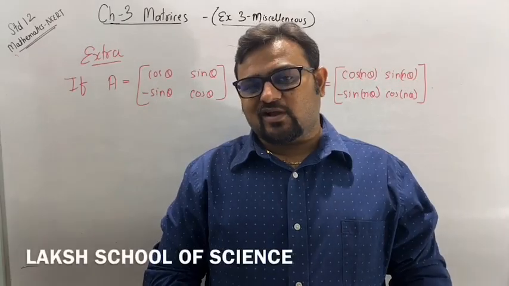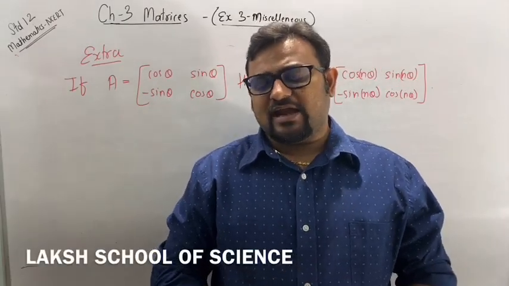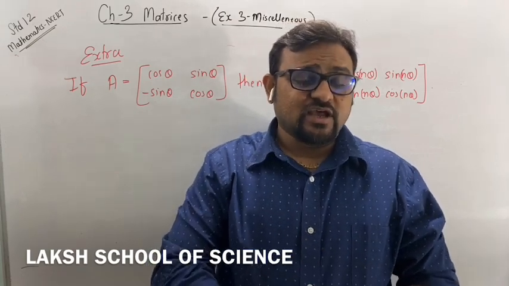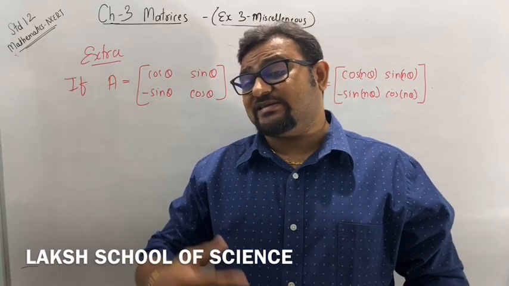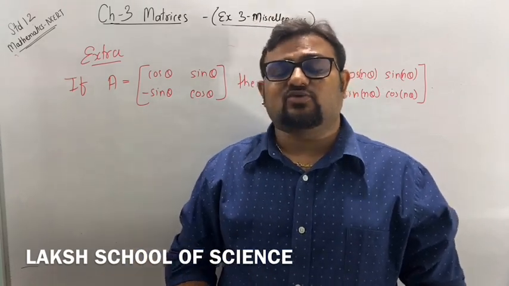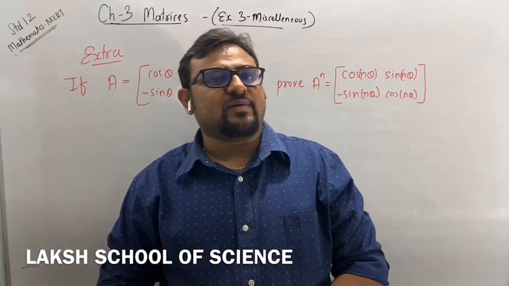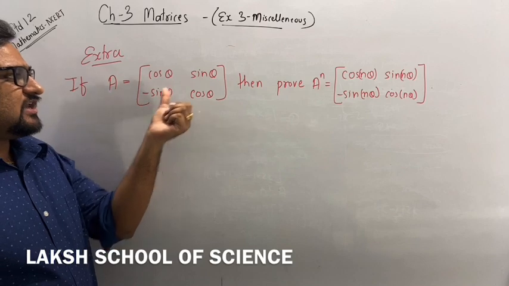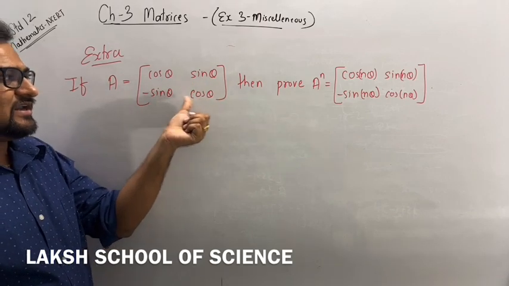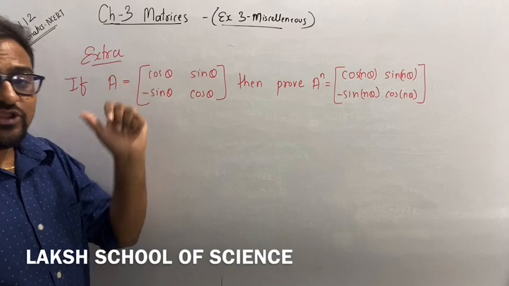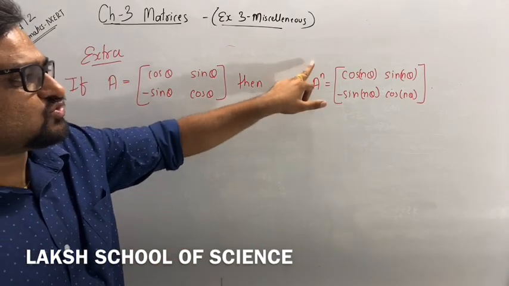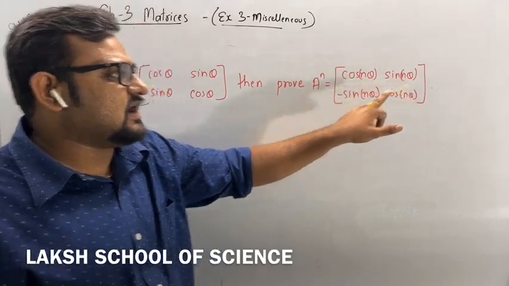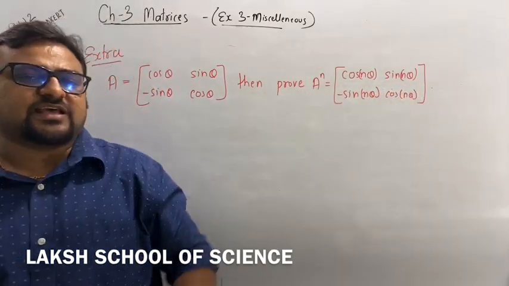So now I am giving you one extra sum that you have to solve by yourself. This sum is based on the first three sums of the miscellaneous exercise that we solved today, right? Using the principle of mathematical induction. See, matrix A is cos theta, sin theta, minus sin theta, cos theta, right? And you have to prove that A raised to n is equal to cos n theta, sin n theta, minus sin n theta, cos n theta.